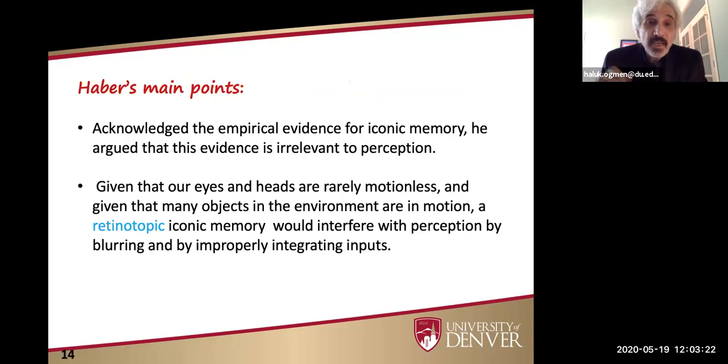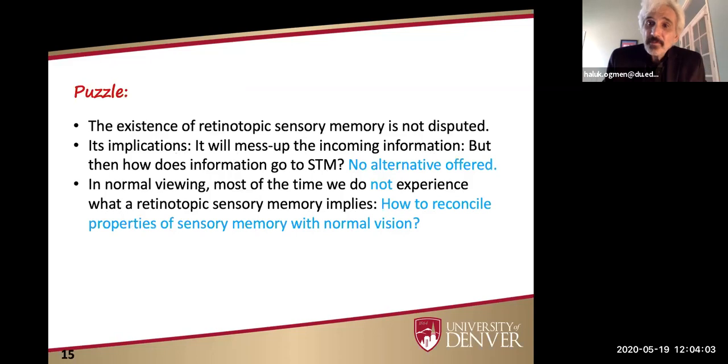Haber's main points were: he acknowledged the empirical evidence for iconic memory, but given that it creates more problems than it solves, he argued that this evidence is irrelevant to perception. Given that our eyes and heads are rarely motionless, and that many objects in the environment are in motion, a retinotopic iconic memory would interfere with perception by blurring and by improperly integrating inputs. So it creates problems, it's not solving problems. And that leads us to the puzzle.